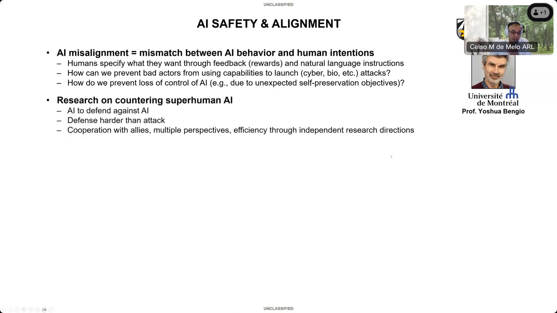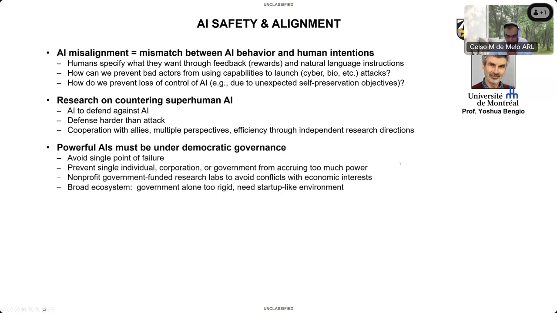We need research on countering superhuman AI. So this idea of AI to defend against AI. If there's going to be superhuman AI on the adversary side, we need superhuman AI on the defense side. Now defense is usually harder than attacking. We need to be effective here. We need cooperation with allies, multiple perspectives to lead to efficient ideation and so forth. But the main thing is really having programs that do this, superhuman AI to defend against bad actors.